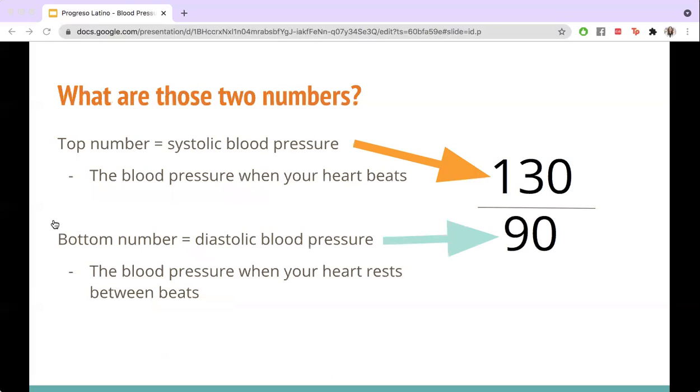So what exactly are these two numbers? The top number represents the systolic blood pressure, and that's just a fancy way of saying the blood pressure when your heart beats. So when your heart beats, the heart muscle contracts and it pumps blood throughout your body. The bottom number is representing the diastolic blood pressure, which is a fancy way of saying the blood pressure when your heart is at rest. So this number is always going to be lower than the top number.